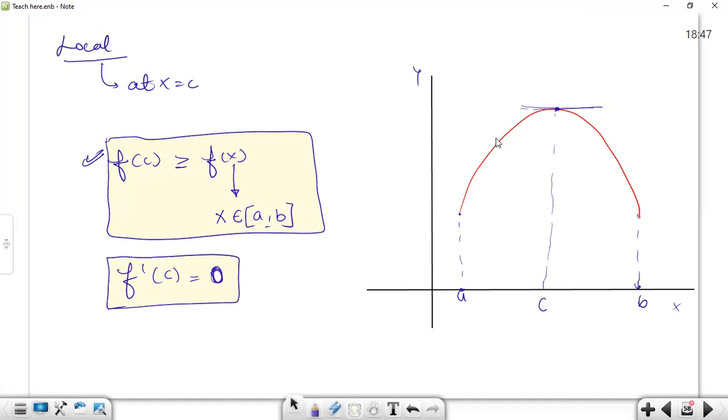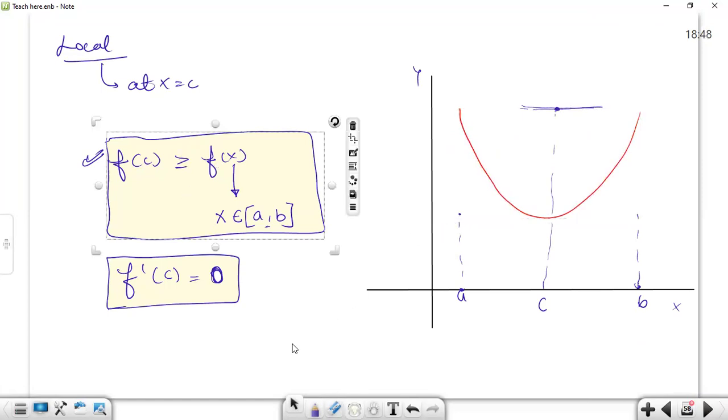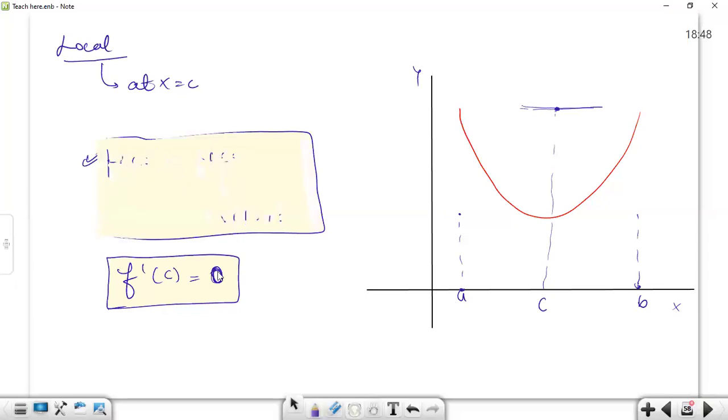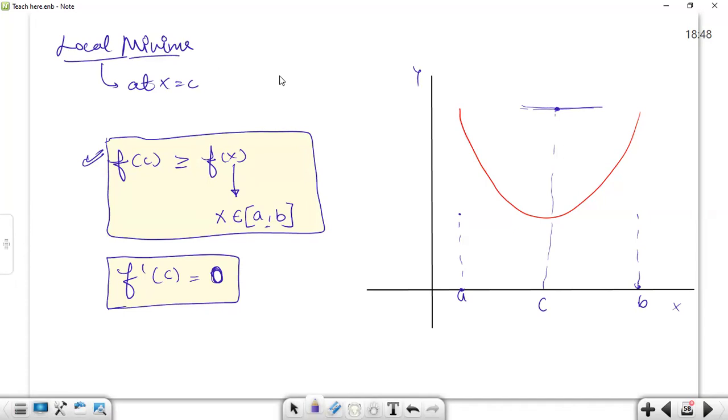And rotate this graph, because we are going to discuss about minima. So now we are going to discuss about local minima. As you can see from the graph, at C, local minima exist. Okay, C, you can see local minima is there locally.